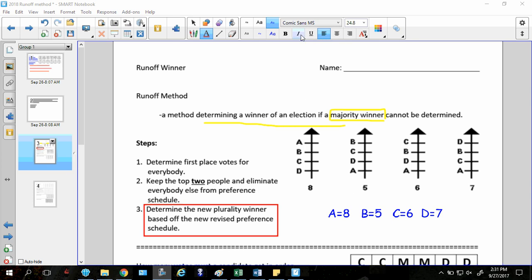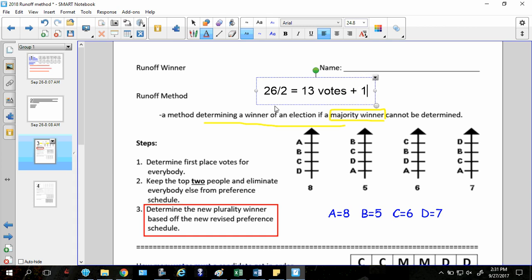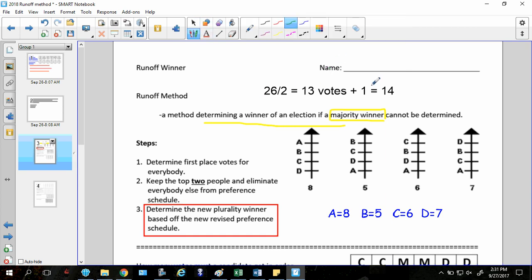If you remember from class or maybe from another video, we have 26 total votes. 8, 5, 6, 7 adds up to 26. You divide that by 2 because you're always dealing with half. Half is 50%, which is dividing by 2. That gives you 13 votes. The 13 votes represents 50%. Now remember to add 1, and that means our majority winner would have to get 14 or more votes.